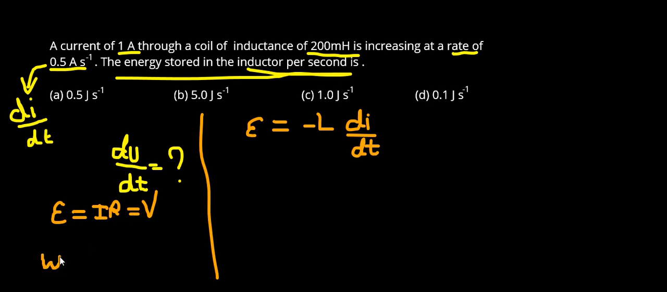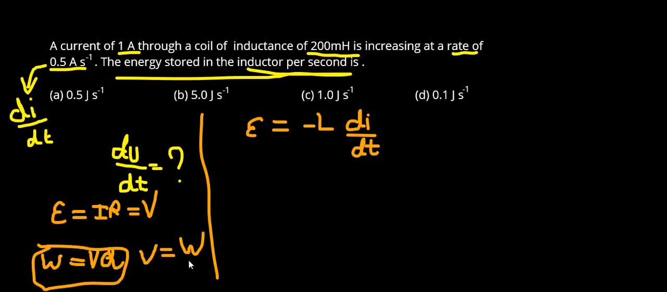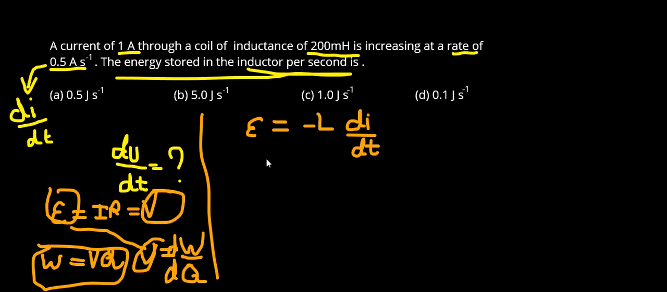So we know that work done is equal to V, the product of V and charge Q. Now V can be written as work done by charge Q. I'm just doing this derivative. So this V is said to be psi here. So psi can be written as V, and V is going to be equal to minus L di by dt.